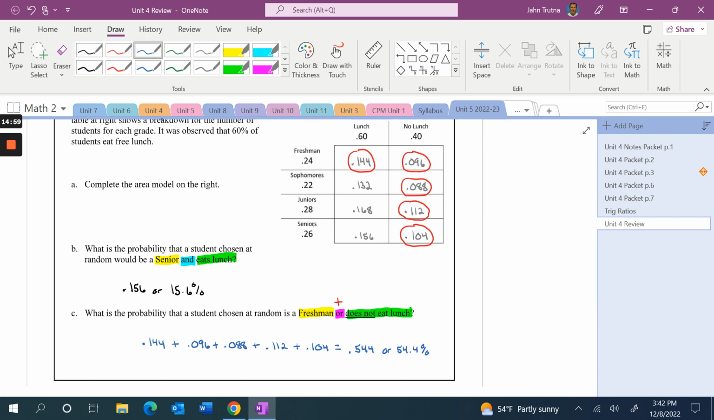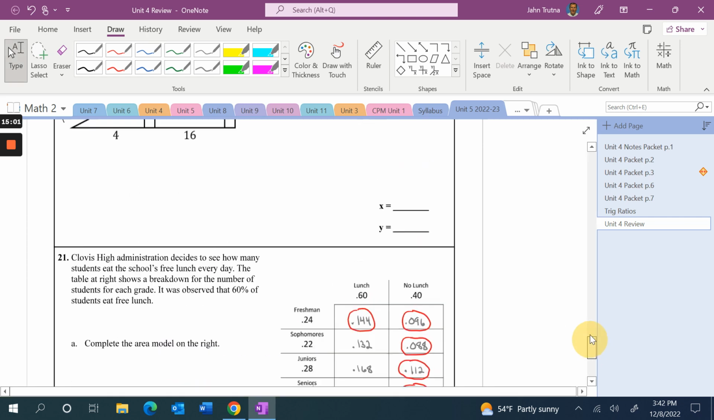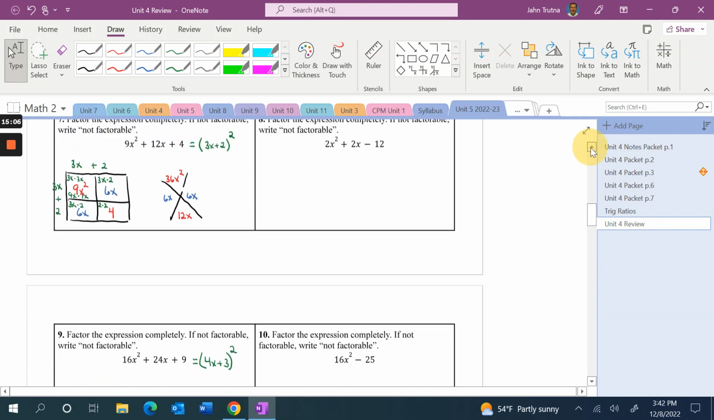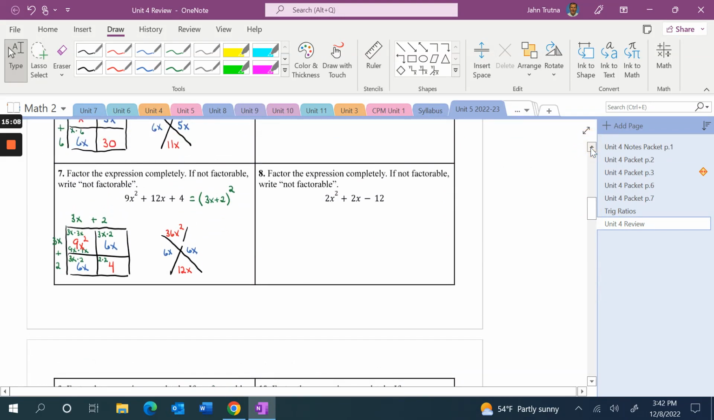Okay, there's one more that I want to go over here. I want to skip all the way back to the factoring problems, and I wanted to skip to number 8, where it said factor the expression completely. If not factorable, write not factorable. Now remember, as I said in the previous video, when you factor a trinomial, you will use the area model and the diamond problem in order to figure out if the problem is factorable, and if it is factorable, what are its factors.